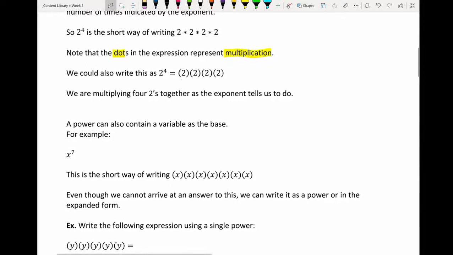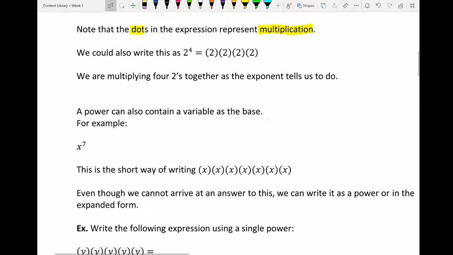A power can also contain a variable as its base. So for example, x to the power of 7. Let me do it a similar way. The entire thing here is our power. The x is our base, and the 7 is our exponent.